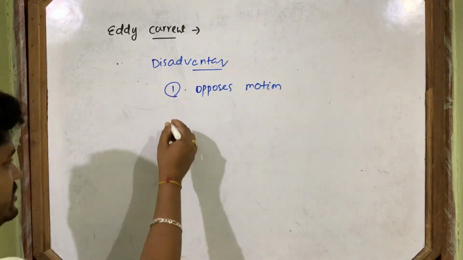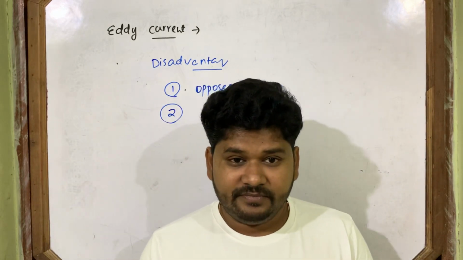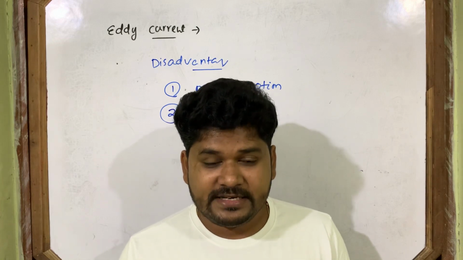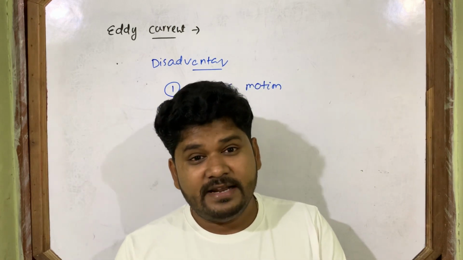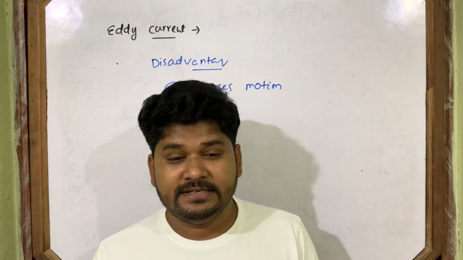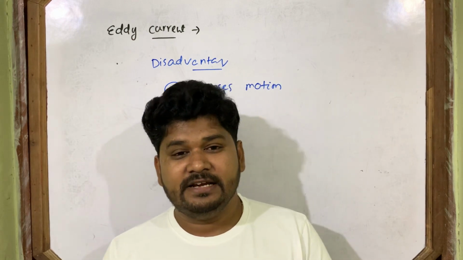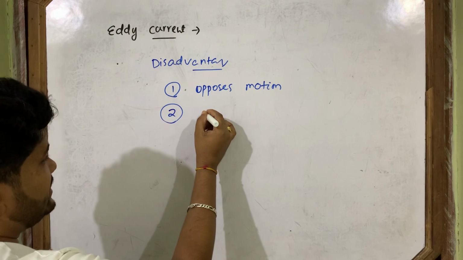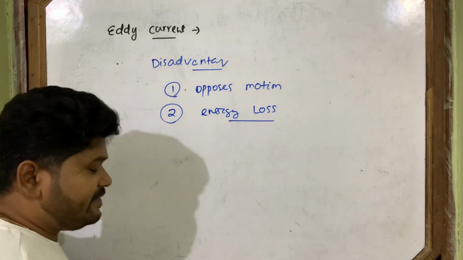So it opposes motion. Second, what happens? Due to eddy current, heat generates. That is also one loss. Our electric energy is lost in the form of heat. In an induction furnace, we take advantage of the eddy current and we need heat there. But in some cases where we don't need heat, energy is lost in the form of heat due to this eddy current.